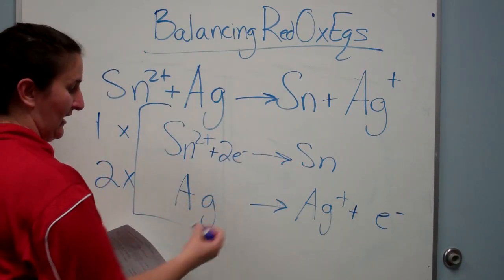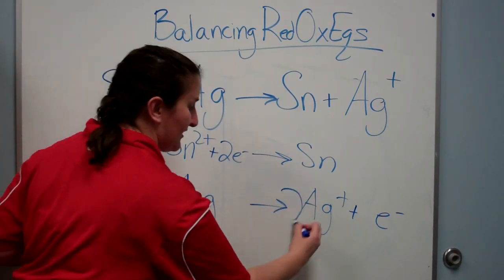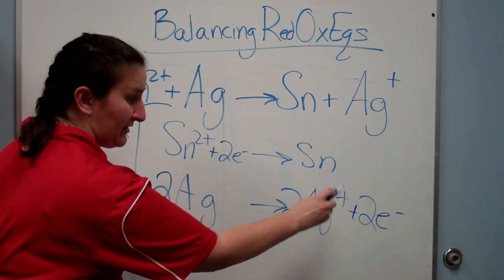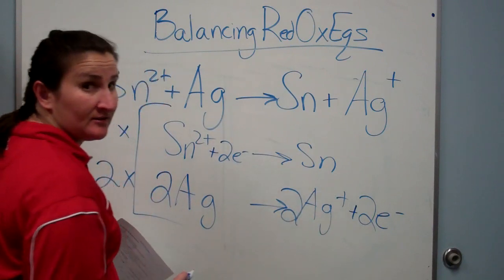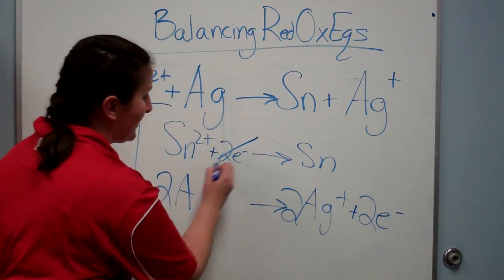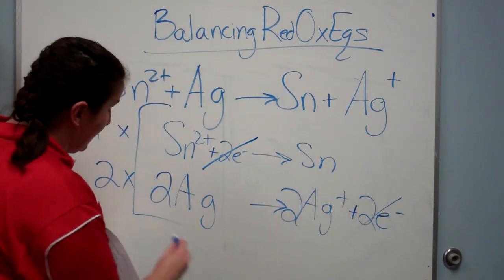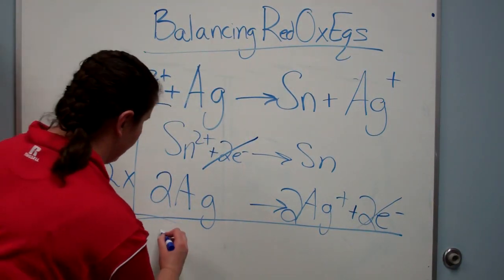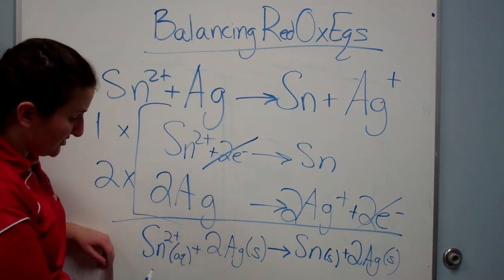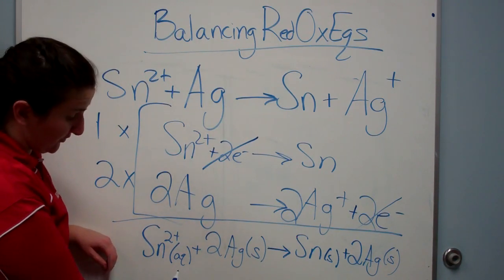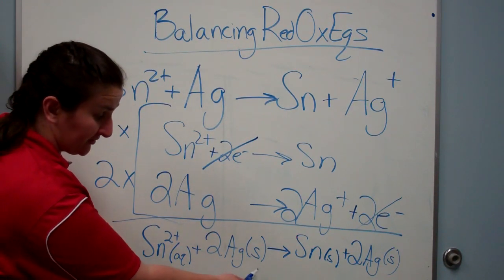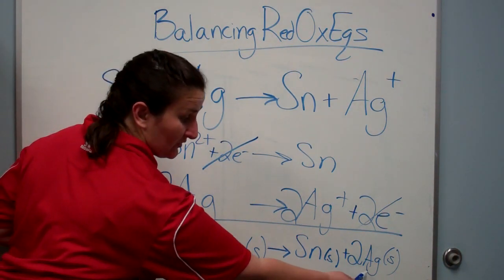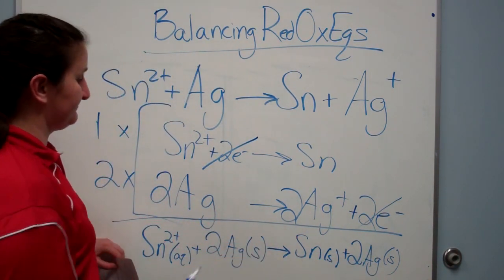So this will stay the same. Here I need to multiply everything by 2. That 2 has to go to every species, including the electrons. Okay? So now my electrons cancel, and now I add them together, and I have a balanced chemical equation. So when I'm all finished, this is what it should look like. Sn2+ aqueous plus 2 silvers solid yields tin solid plus 2 silvers as a solid.